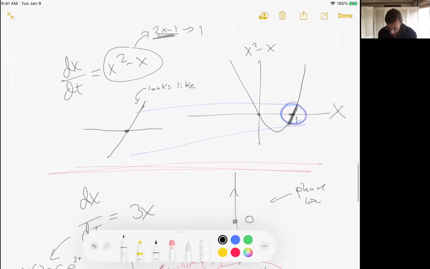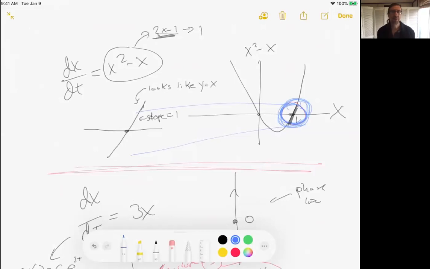So the slope equals 1. Good. Which means this looks like the line y equals x. If you just zoom in on this blue point, then what we see is a line that looks like the line y equals x.